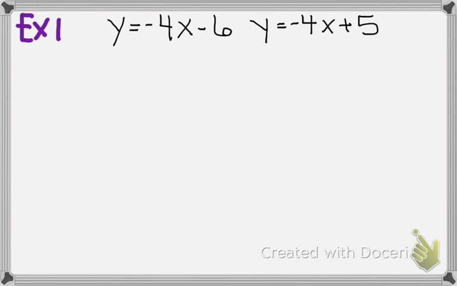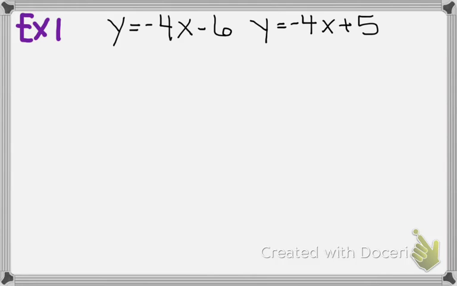Example 1. Given the equations of two lines, y equals negative 4x minus 6 and y equals negative 4x plus 5, determine if the lines are parallel, intersecting, or if they're the same line. To determine if the lines are parallel, you must compare the slopes and the y-intercept. So the first thing we need to do is find out what is our slope and what is our y-intercept.